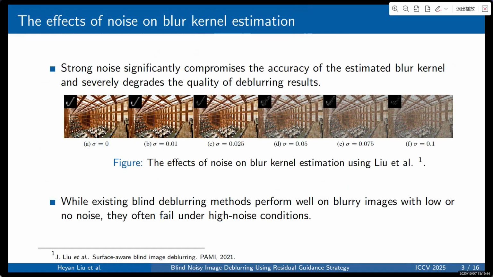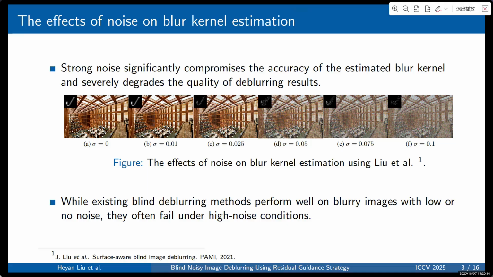First, blurry images with strong noise are very common in real-world photography. For example, when shooting in low light or with long exposure, the captured images often suffer from both motion blur and considerable noise. The problem is that heavy noise makes it much harder to estimate the blur kernel accurately. And once the kernel is wrong, the deblurring result will inevitably be poor.